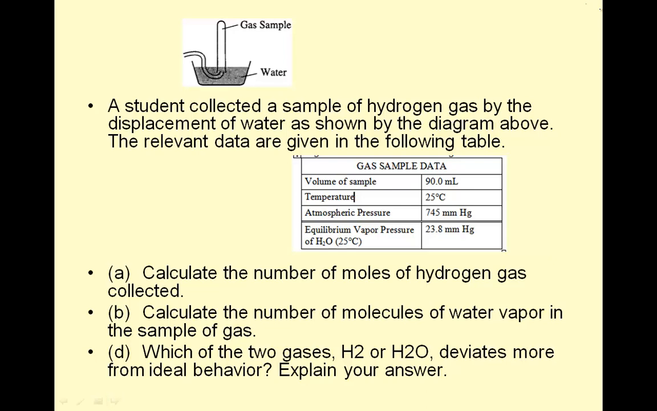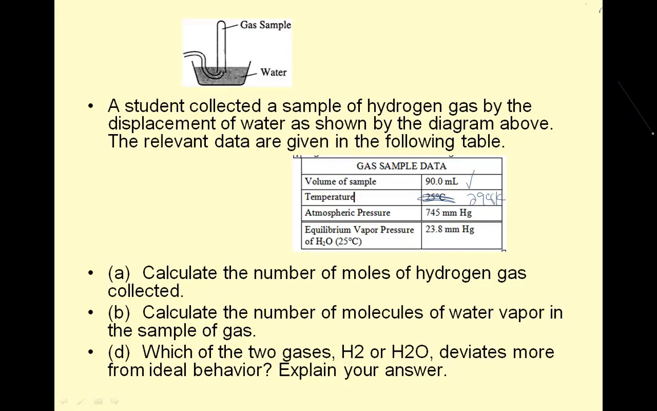A student collected a sample of hydrogen gas by the displacement of water as shown by the diagram above. Hey, I just drew one of those. The relevant data are given in the table below. Volume of the sample is 90. Cha-ching. Temperature, ooh, I hate you, temperature, 298 Kelvin. Again, I added 273 to it. Atmospheric pressure is 745. Equilibrium vapor pressure of water is 23.8.